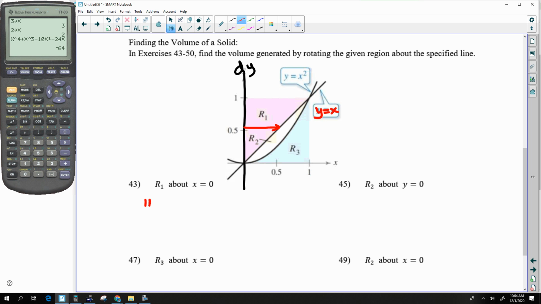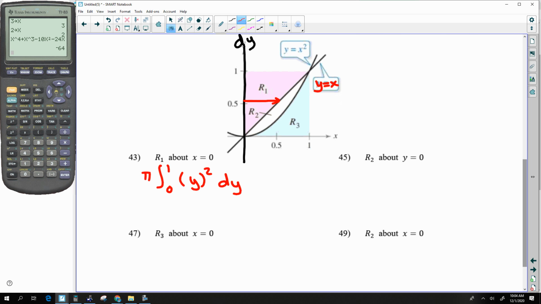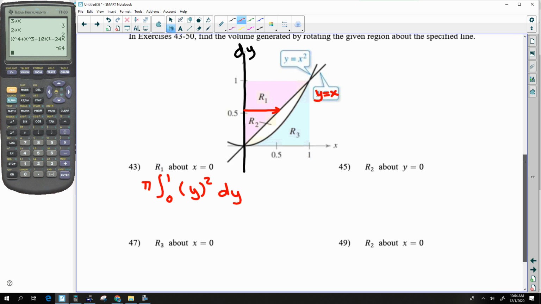So this is going to be pi integral, okay, because it's dy, it's going to go 0 to 1 of the big radius, which is y squared dy. Okay, I'm going to set up these volumes, and you can answer them later.